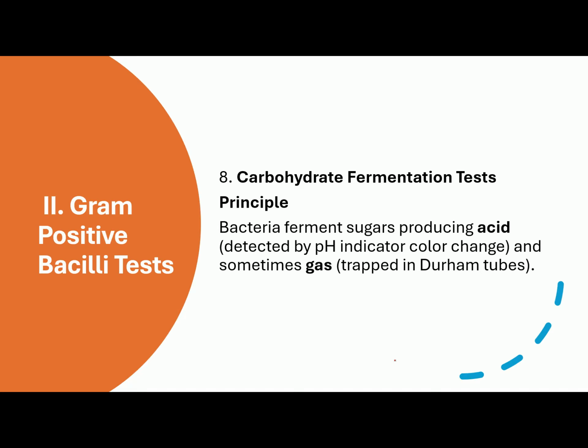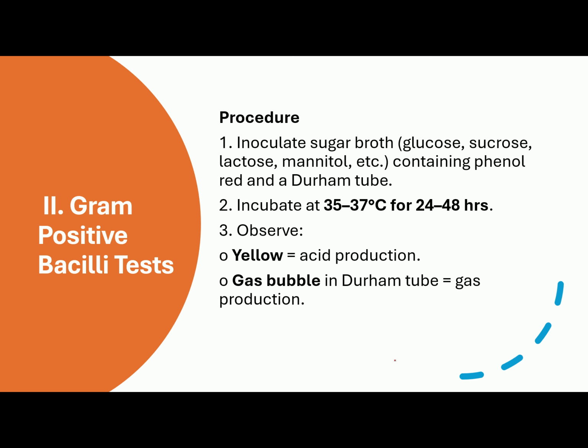Then another test is your carbohydrate fermentation test. So bacteria, class, are known to ferment sugar producing acid, detected by pH indicator and sometimes gas trapped in Durham tubes. So inoculate sugar broth, glucose, sucrose, lactose, mannitol containing phenol red and a Durham tube. Incubate at 35 to 37 degrees for 24 to 48 hours. If the media becomes yellow, it's acid production. If gas bubble in the Durham tube, it indicates gas production.